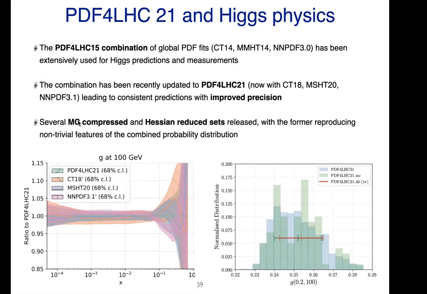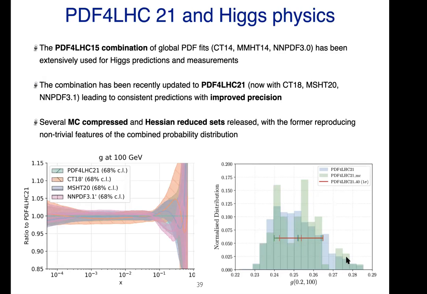And we also released several variants of PDF4LHC21, such as Monte Carlo compressed replicas or Hessian reduced sets, each of which is helpful for different experimental analyses. For example, this combination in general will not be a Gaussian distribution. Why? Because if you combine three different measurements, you don't expect to have a Gaussian in general. And you can have some kind of double hump structure.